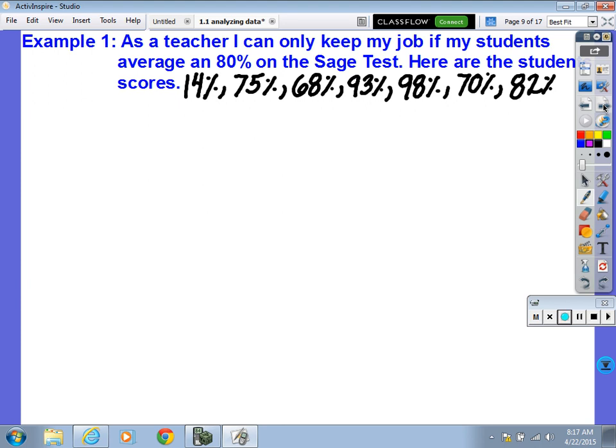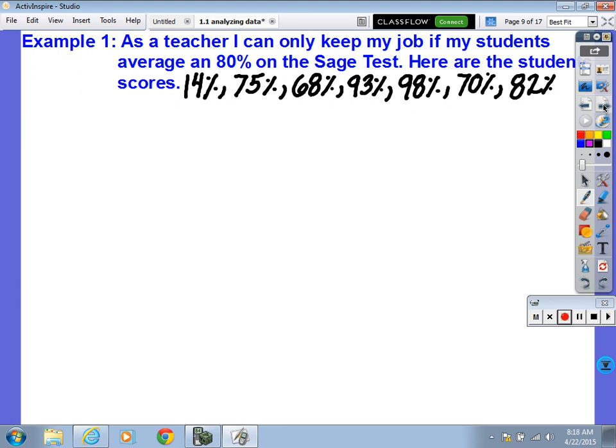So as a teacher, I can only keep my job if my students average an 80% on the SAGE test. True story, okay? So here are the students' scores. Okay, this isn't really a true story. I made it up. But it would be cool if it was. But they do look at teachers' SAGE scores.